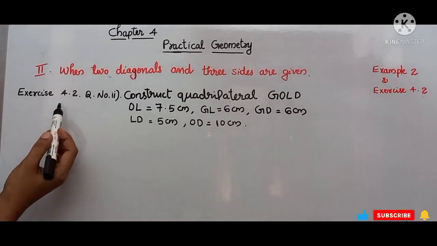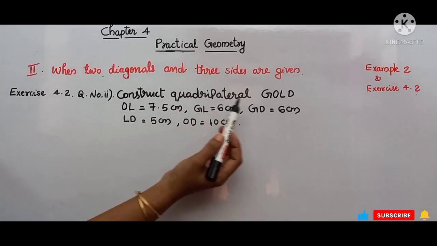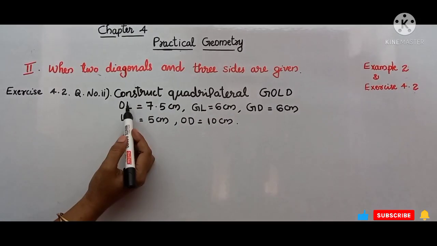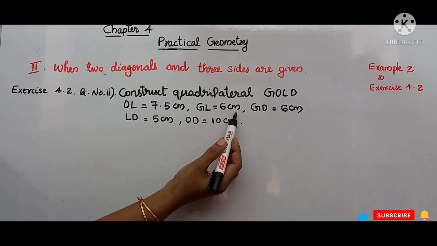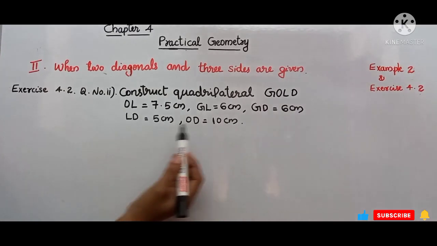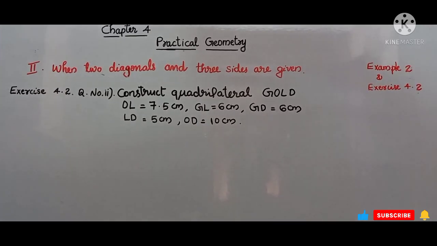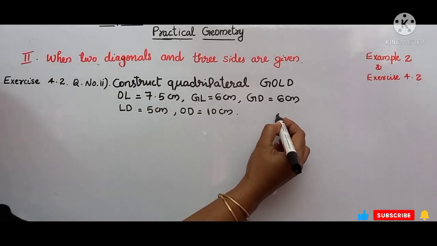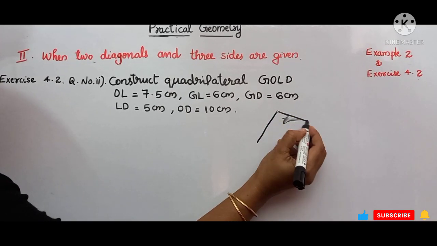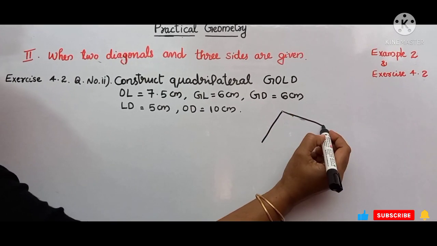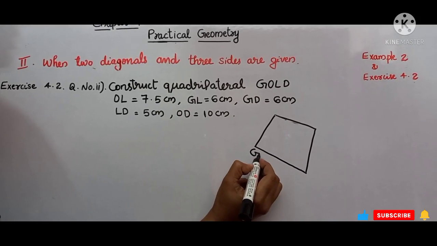And the second question, exercise 4.2, question number 2. Construct quadrilateral GOLD. OL is equal to 7.5 centimeter, GL is equal to 6 centimeter, GD is equal to 6 centimeter, LD is equal to 5 centimeter, OD is equal to 10 centimeter. So first always we are just drawing a rough sketch of the quadrilateral.